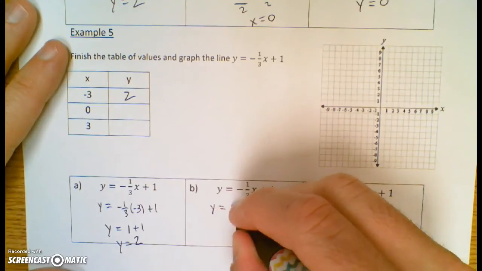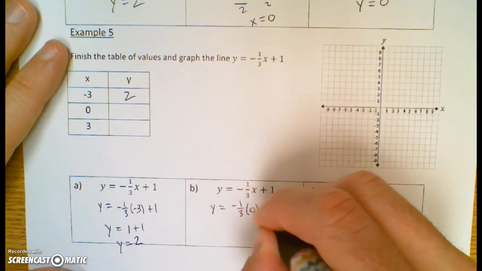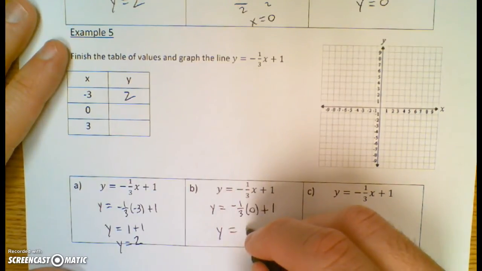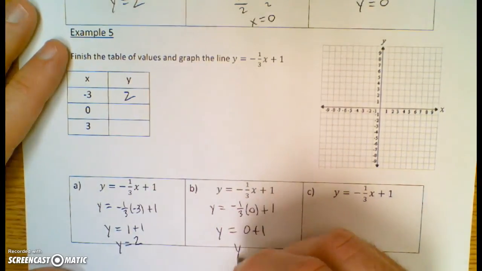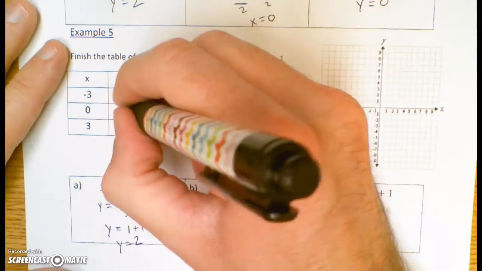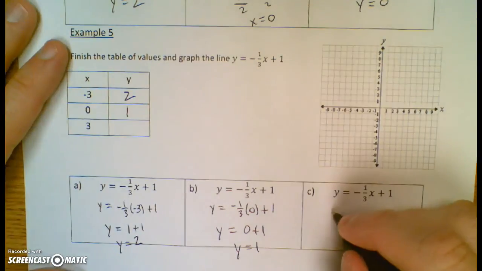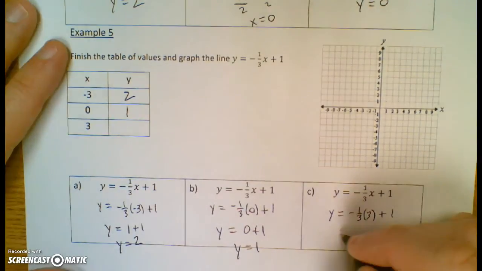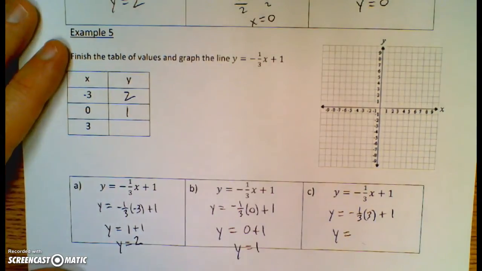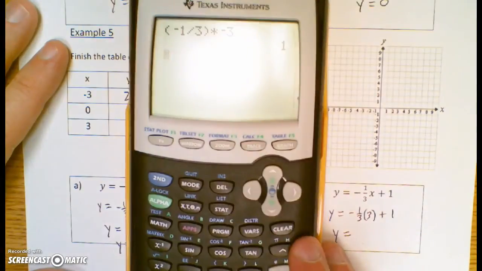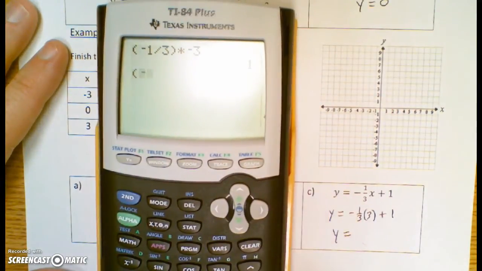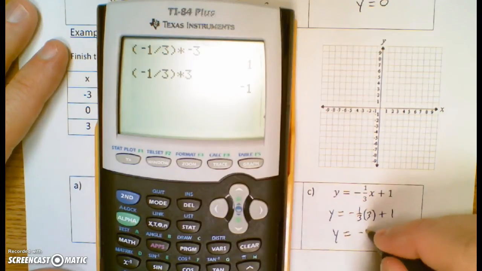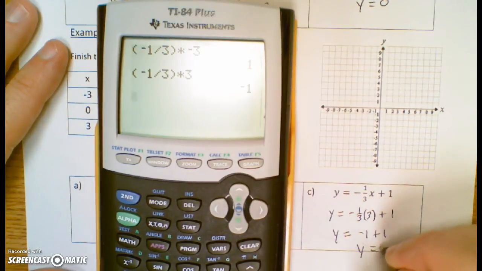For the next one, y equals -1/3 x, or times 0. So x is 0. Anything times 0 is 0, so this just becomes 0 plus 1, or 1. And then the last one, we're plugging in 3. Again, to type in -1/3 times 3, you get -1 this time. -1 plus 1 is 0.